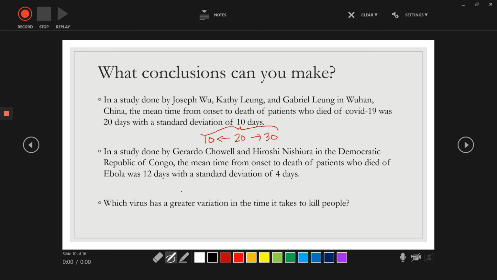In a study done by Gerardo Chowell and Hiroshi Nishiura in the Democratic Republic of Congo, the mean time from onset to death of patients who died of Ebola was 12 days, with a standard deviation of 4 days.